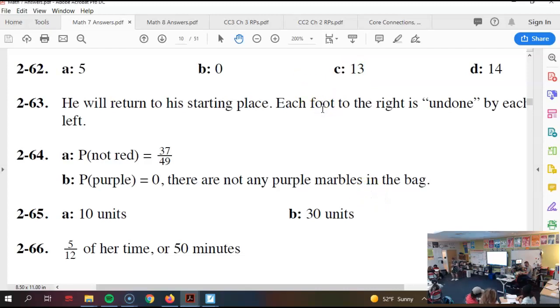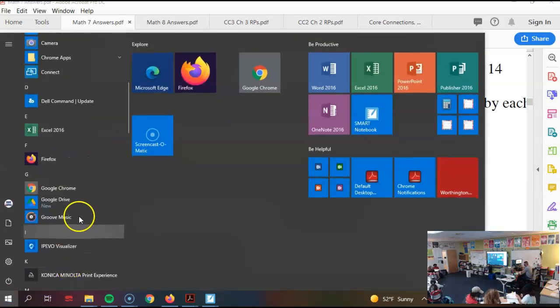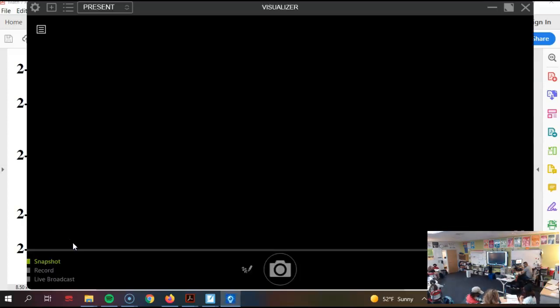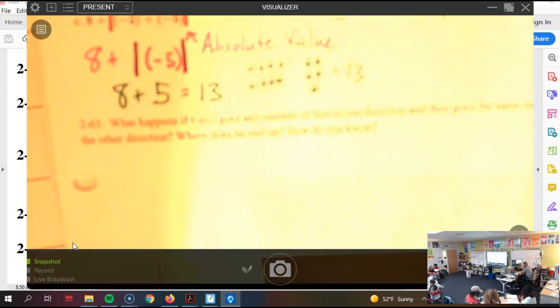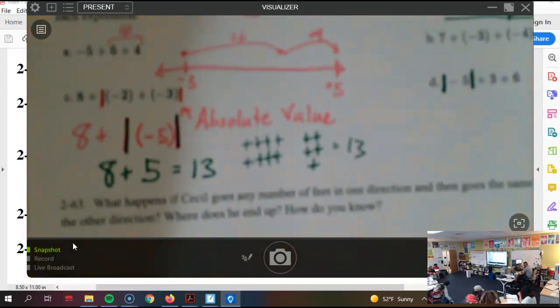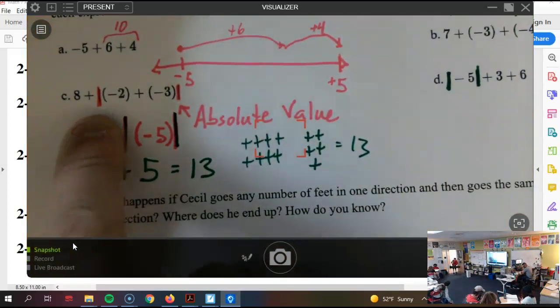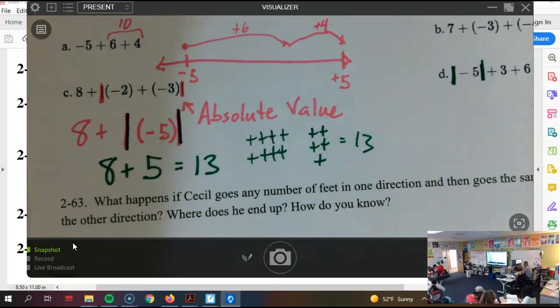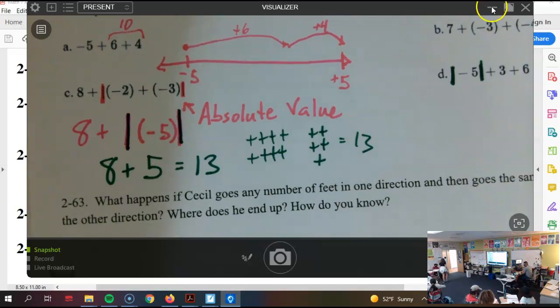Be careful with those absolute value bars. Guys, in your homework, you should have indicated, because we did it in class together, that these are absolute value bars. So that's how we get 13 in C.